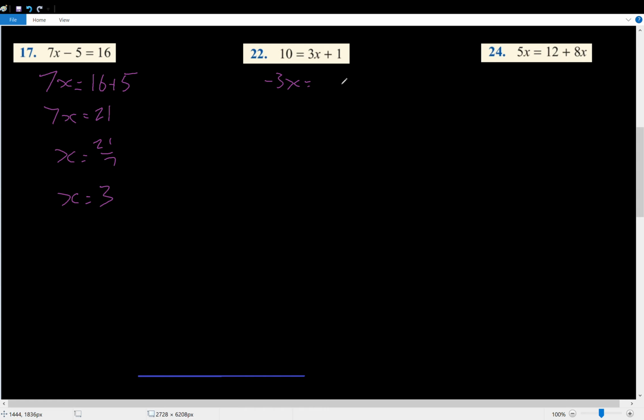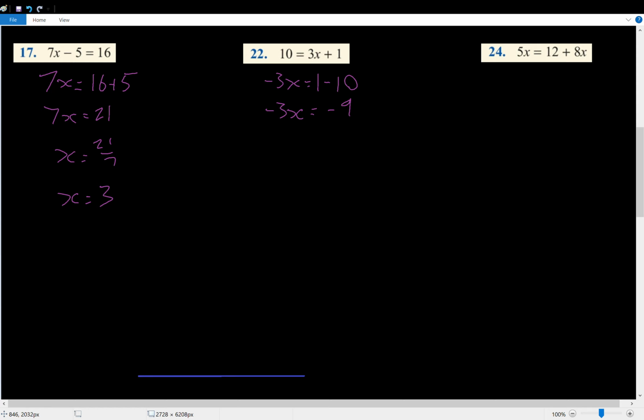And when we move that 10 over, it's going to become minus 10. So they just changed to a minus because both of them were positive to start with. From here we're going to do out the sum on the right. We get minus 3x is equal to minus 9.